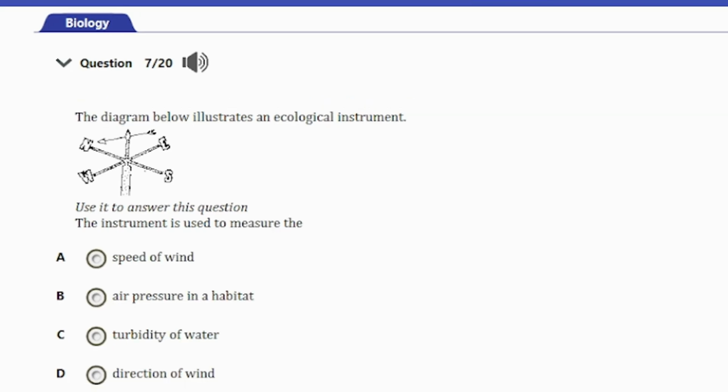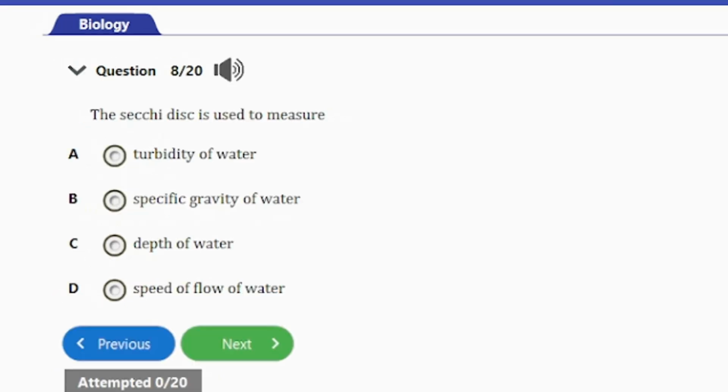Let's consider the next question. Here we have a diagram as well, and it's still the same diagram, a wind vane. The instrument is used to measure the A, speed of wind, B, air pressure in a habitat, C, turbidity of water, and D, direction of wind. Obviously the wind vane is used to measure the direction of wind, and that's the answer to this question, option D. Let's consider the next question, question number 8.